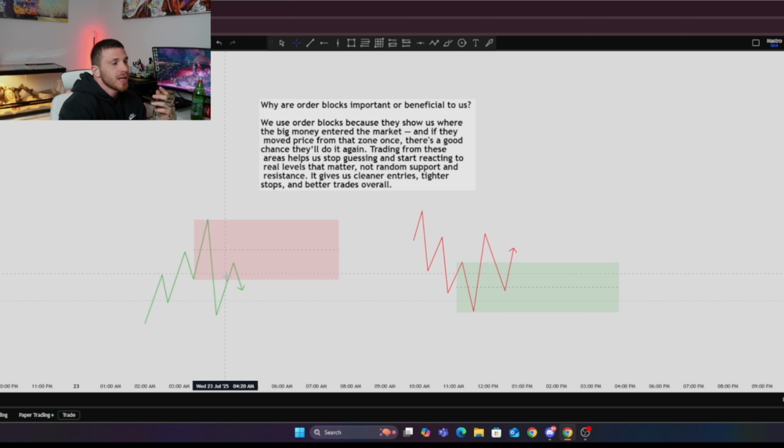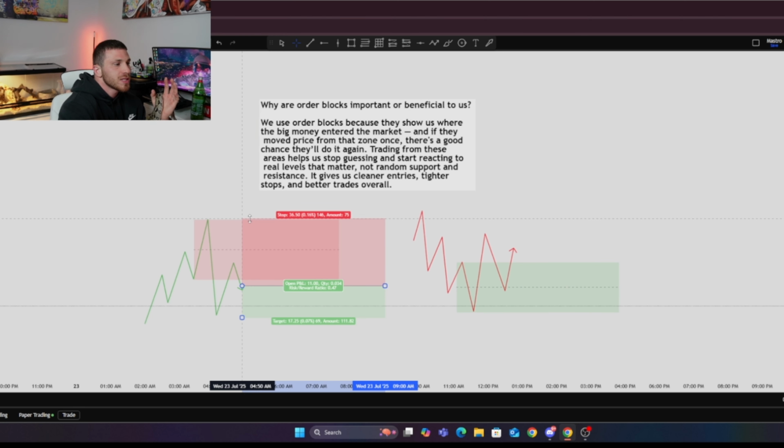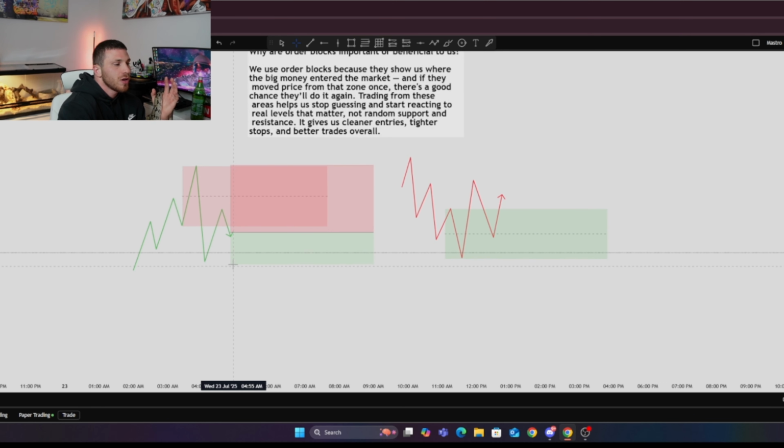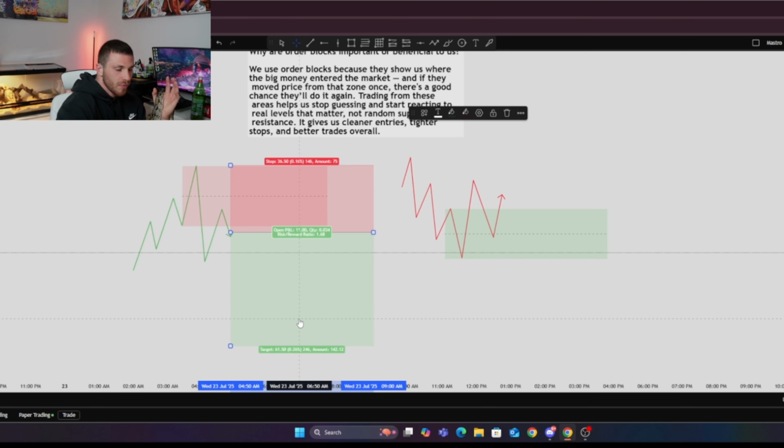We would want to see price come back up into this area, show selling pressure out of it, go down to our lower time frame or something, which I'll explain in the future, and then show selling pressure out of this area, get our entry somewhere around here. We know where to put our stop above the order block and target our draws on liquidity down below, right?